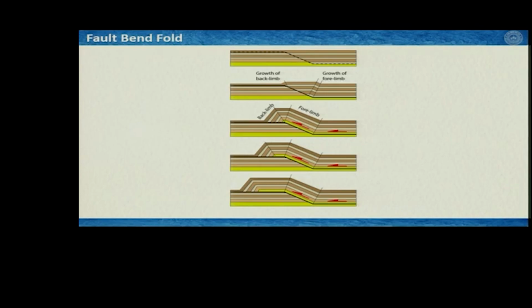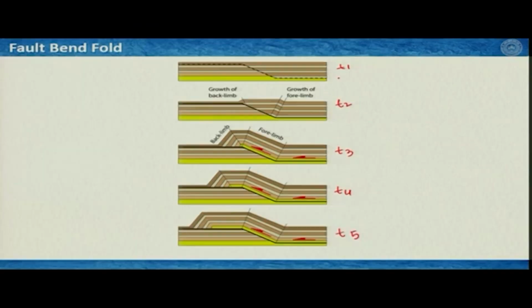So this is your first stage. So T1, then T2, then T3, then T4, and then T5. So this is the initiation of this ramp-flat model. Again, this is the flat, this is the ramp, and this is again a flat.